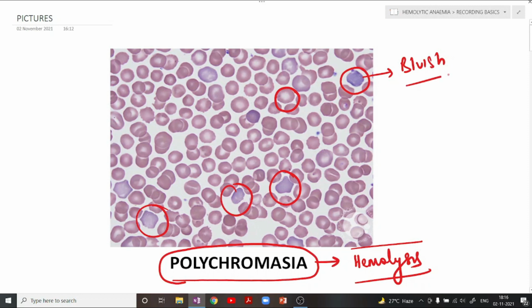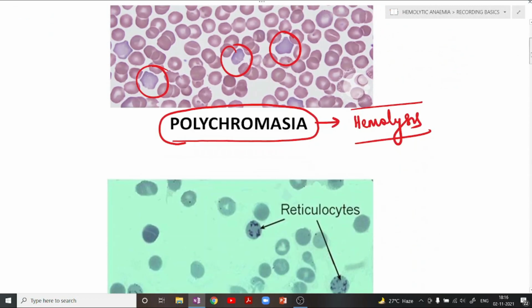Now, why is it bluish in color? What is the reason? Because there is compensatory erythropoiesis. So excessive erythropoiesis occurs and RBCs are getting synthesized. What happens? An excessive amount of immature RBCs enter the circulation containing remnants of nuclear material, and this nuclear material takes up the stain, giving a bluish color and giving rise to this polychromasia. Now let me show you one other slide.